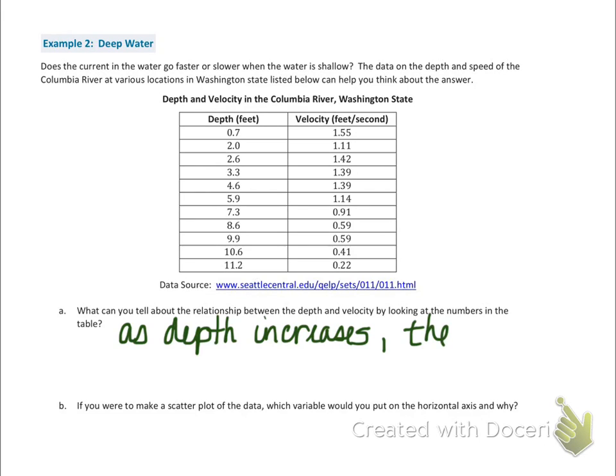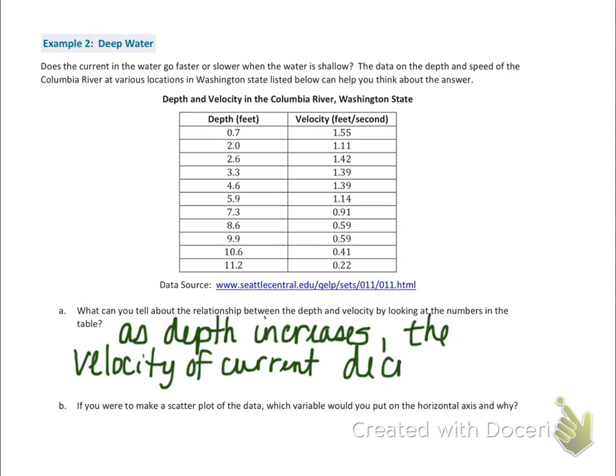The velocity of the current, I guess you could say it that way, decreases. Okay, so when you're answering questions about relationship, you want to mention both of the variables. So the two variables here are depth and velocity, and I'm describing the trend that I see in the table.